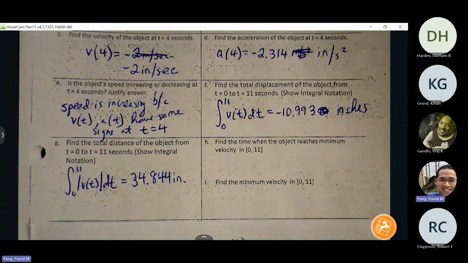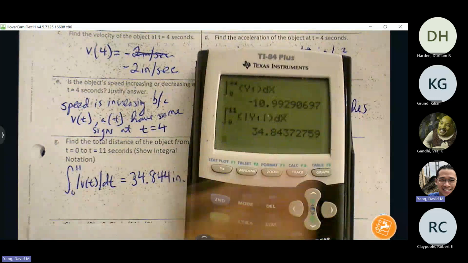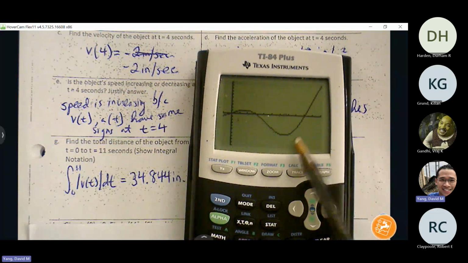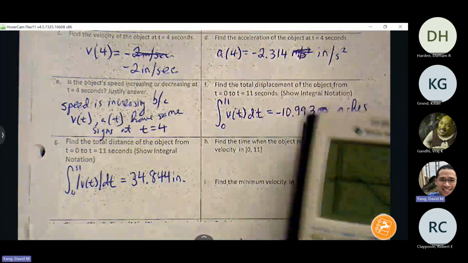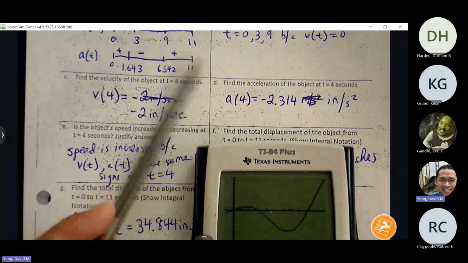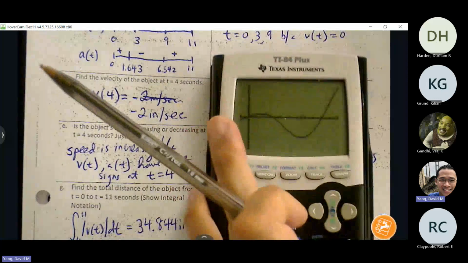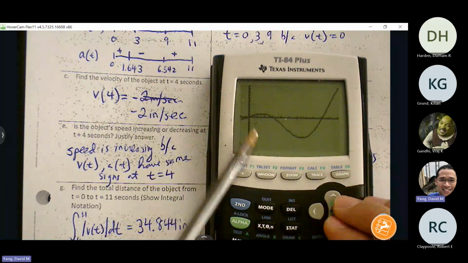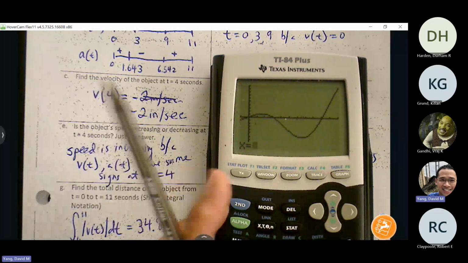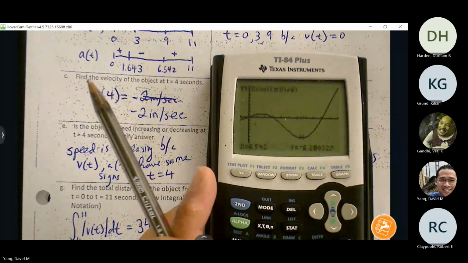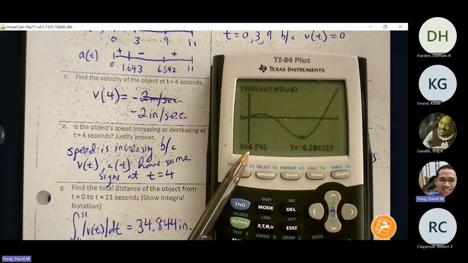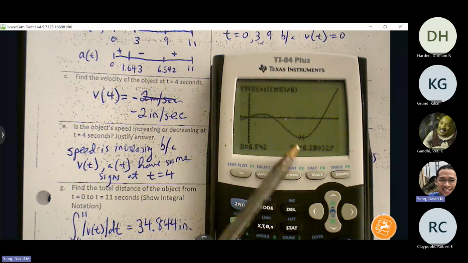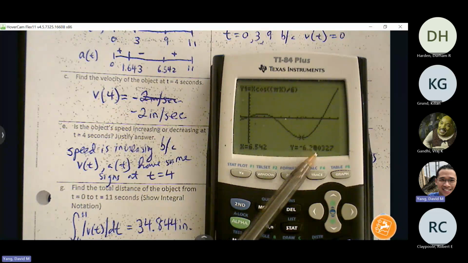Okay, next up, find the time when the object reaches minimum velocity. So if we look at our graph here, minimum velocity is where my velocity function is at its lowest. I found from before that my acceleration sign line, 6.542. So if I do second trace value, I can give it an x value and it'll find the y value for me. So at time 6.542 seconds, my minimum velocity is going to be negative 6.28 inches per second.